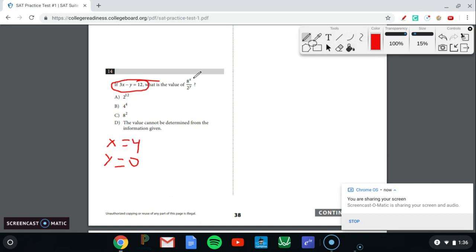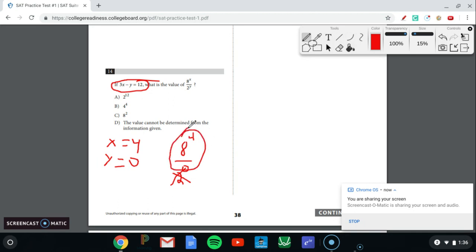Now let's plug it into 8 to the x over 2 to the y. Well, for 8 to the x, we said x is 4, so it's going to be 8 to the 4. 2 to the y is going to be 2 to the 0. Now, if you know a little bit about exponents, you'll know that any number to the 0 is equal to 1. Anything. So 2 to the 0 is just going to equal 1. If you're dividing by 1, you're not changing anything, so we can ignore it. So 8 to the x over 2 to the y, if we said x is equal to 4 and y is equal to 0, is just going to equal 8 to the 4th power.